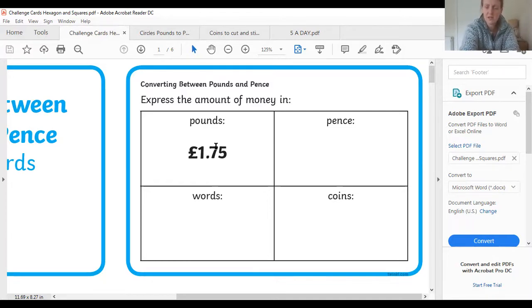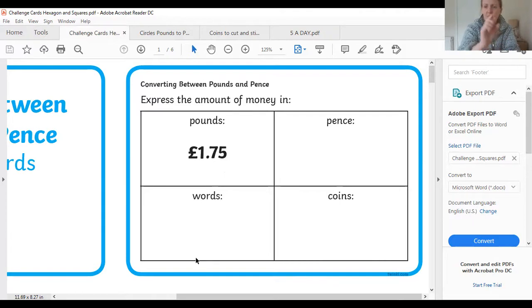So if I was doing this one here and I wanted to write it in pence, I know that I've got £1, so £1 is the same as 100. And then I add the 75, so I've got 175 pence, and I would put that in there. Down here, I would write it in words. So I would write 1, which is O-N-E, 1 pound, and there's the word pound there if you need it, and it's on lots of your sheets.